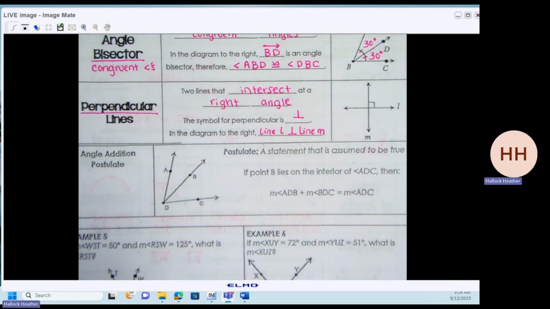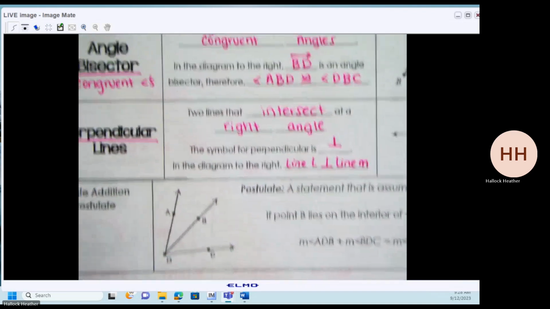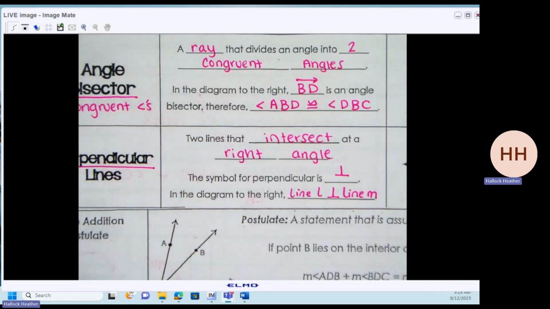So angle addition postulate, this is where we're going to get into the math. What's up? Yeah. Yeah, when I'm standing in the back of the room, I can't see anything at all whatsoever.